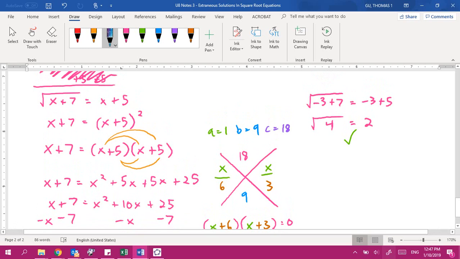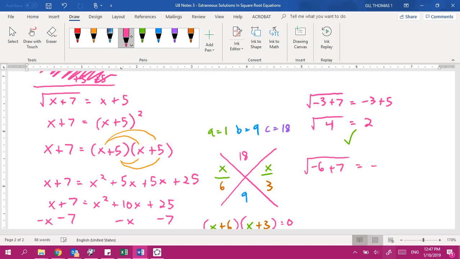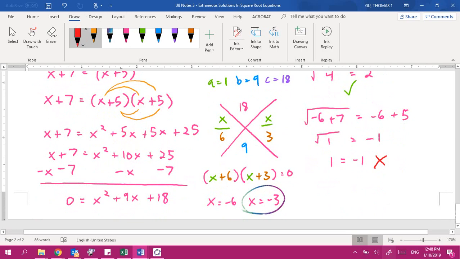Because what happens when you plug in negative 6 plus 5? We get negative 1, right? And does that work? No, because it's a negative. So if you plugged in the negative 6, you would have square root of negative 6 plus 7 equals negative 6 plus 5. And even if you work this out, you would see that it doesn't work, because negative 6 plus 7 is positive 1, equals negative 1 over here. What's the square root of 1? 1 equals negative 1. That's not true. And so your only solution here is x equals negative 3, right? So that's why I tell you, don't assume that it doesn't work just because it's negative. Plug it in, and then you can determine.